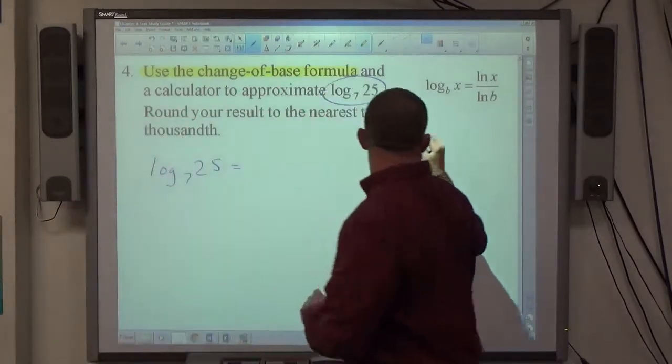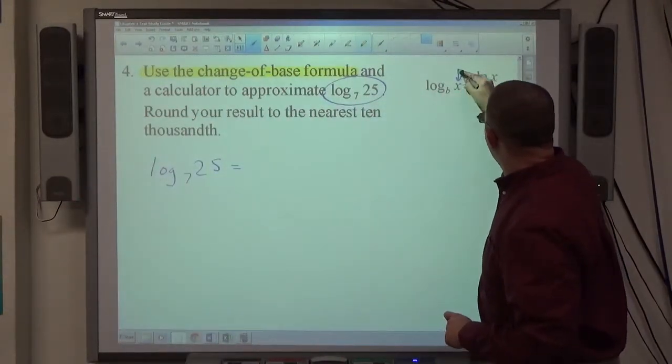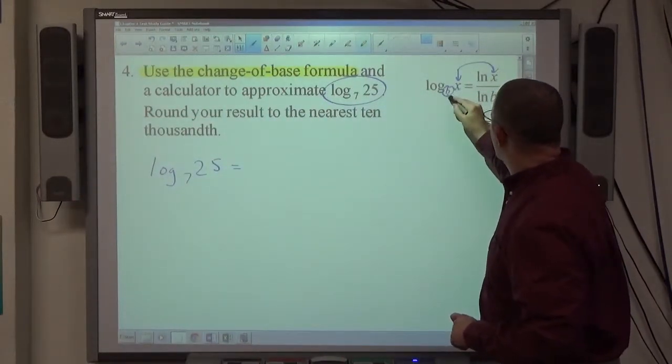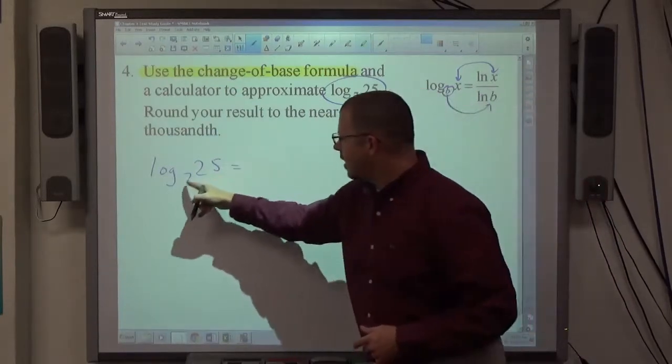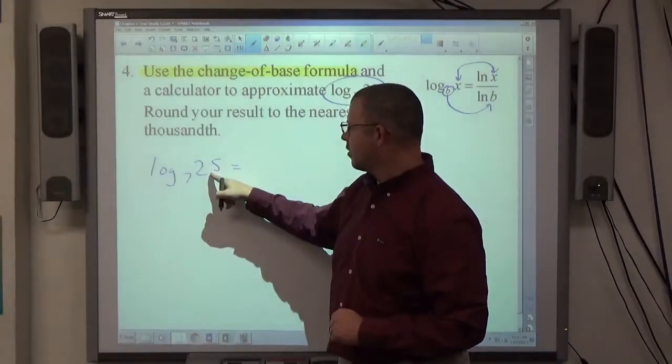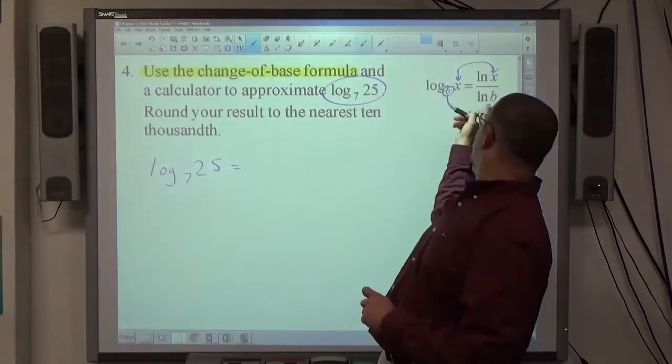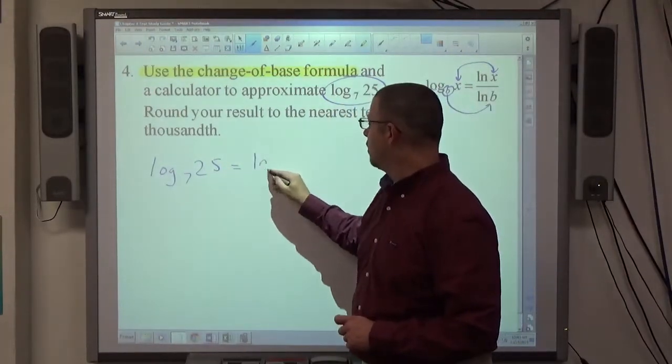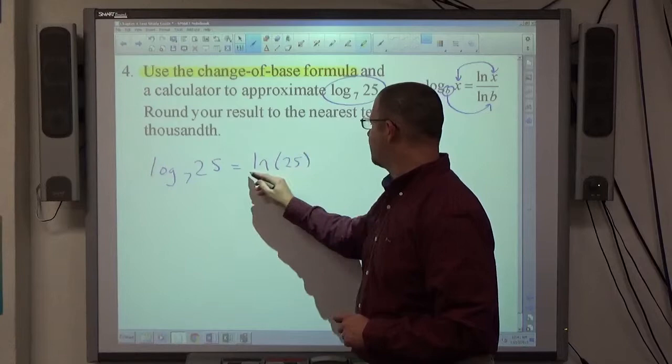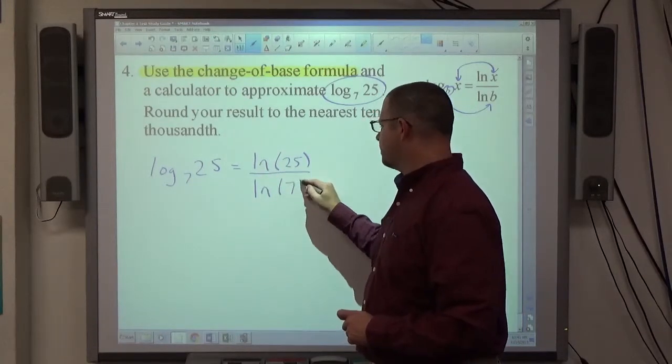Looking at the formula, the argument of the logarithm is what goes on top, and the base of the logarithm is what goes on bottom. I can identify those two numbers very clearly here. The argument is 25, the base is 7. So this formula tells me that this expression is equivalent to ln 25 on top, ln 7 on the bottom.